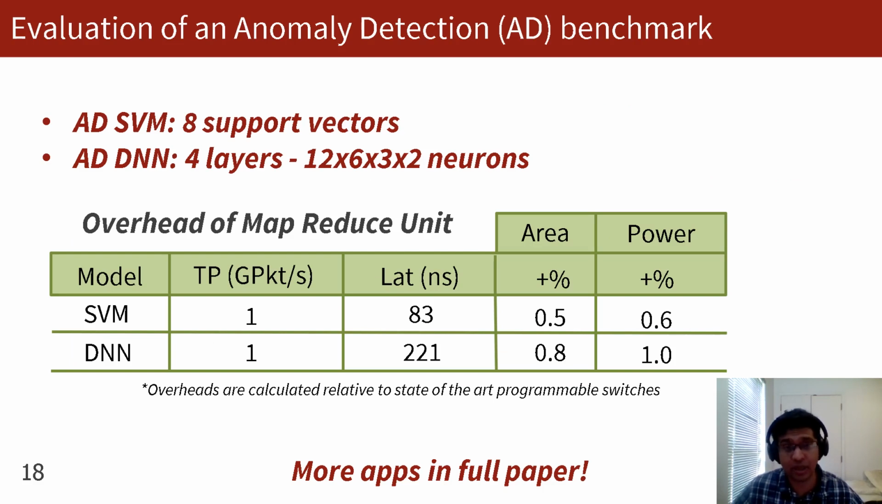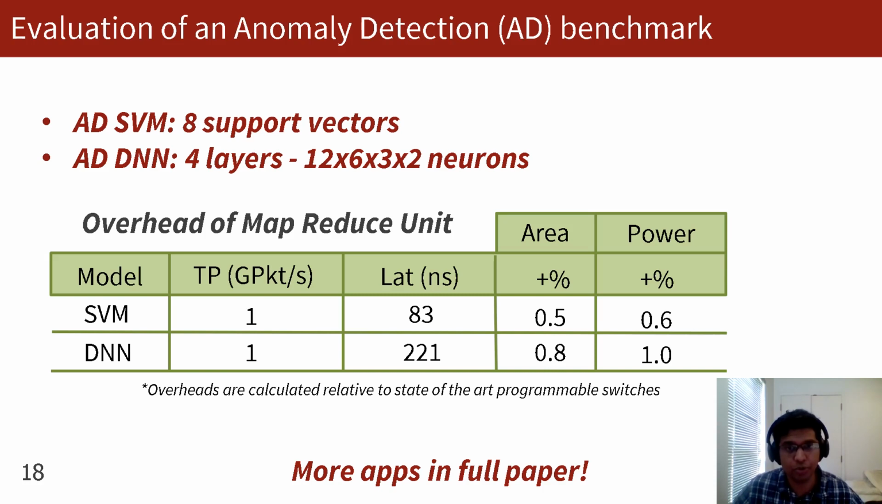One of our benchmark applications is actually our trusty anomaly detection application, and we've implemented it with 2 different algorithms, support vector machines and deep neural networks. Both are trained on the KDD dataset of network attacks, and the SVM model has 8 support vectors and the DNN has 4 layers with 12, 6, 3, and 2 neurons.